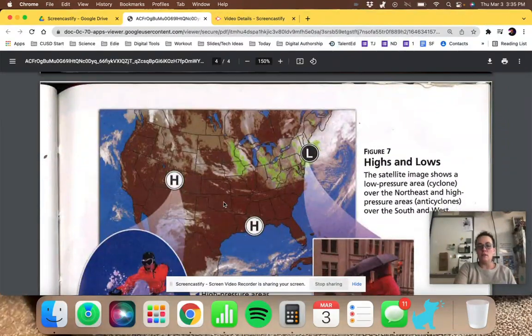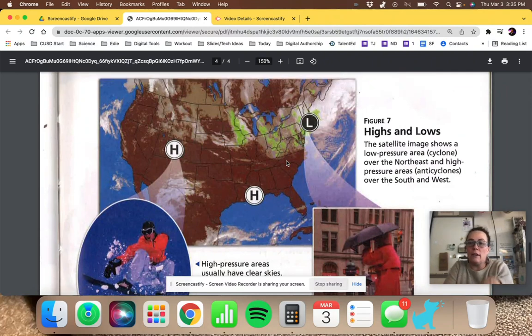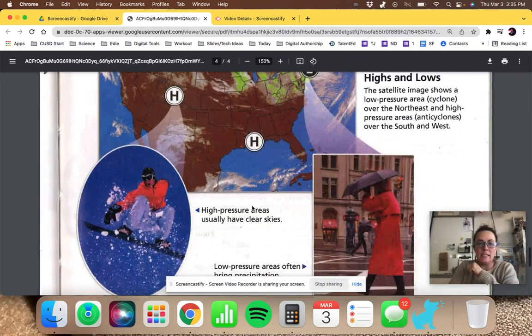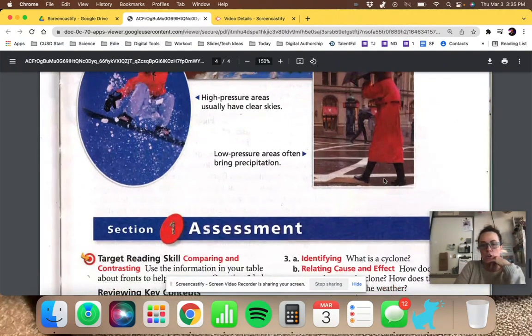Now we have our highs and lows on our map here, and you can see the satellite image shows this low pressure area, the cyclone here, right? And over the northeast, the satellite image shows a low pressure cyclone and high pressure areas over the south and the west. High pressure areas will have clear skies. Now I know they're showing snow, but that just means like you might be in a Colorado area where they already have a lot of snow. And then in a low area, you'll have precipitation occurring.